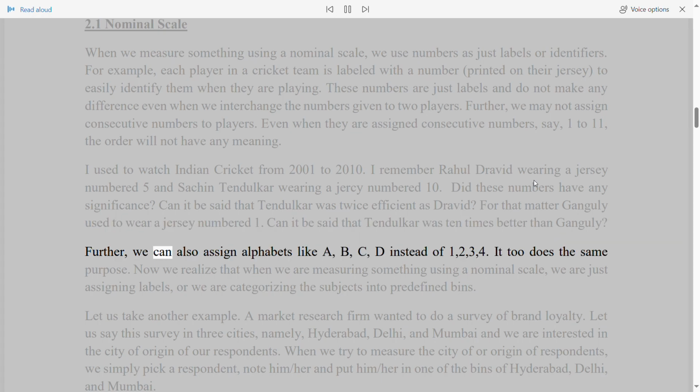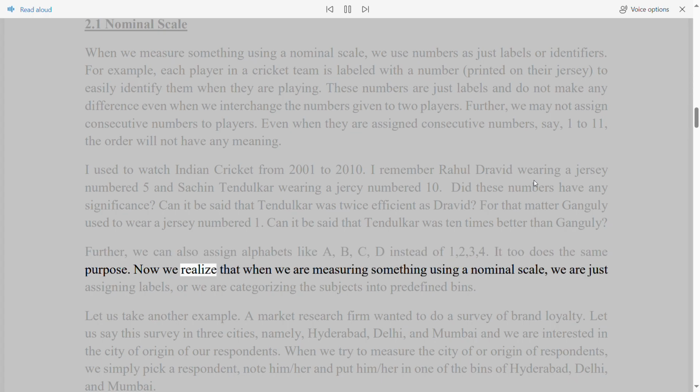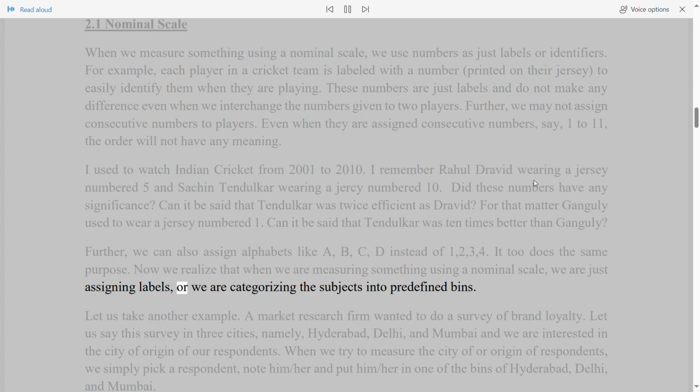Further, we can also assign alphabets like A, B, C, D instead of 1, 2, 3, 4. It too serves the same purpose. Now we realize that when we are measuring something using a nominal scale, we are just assigning labels, or we are categorizing the subjects into predefined bins.